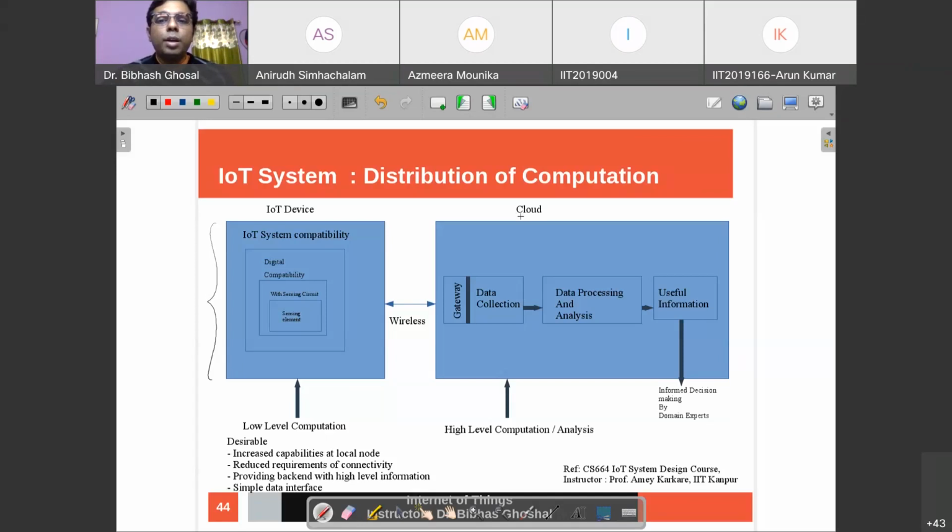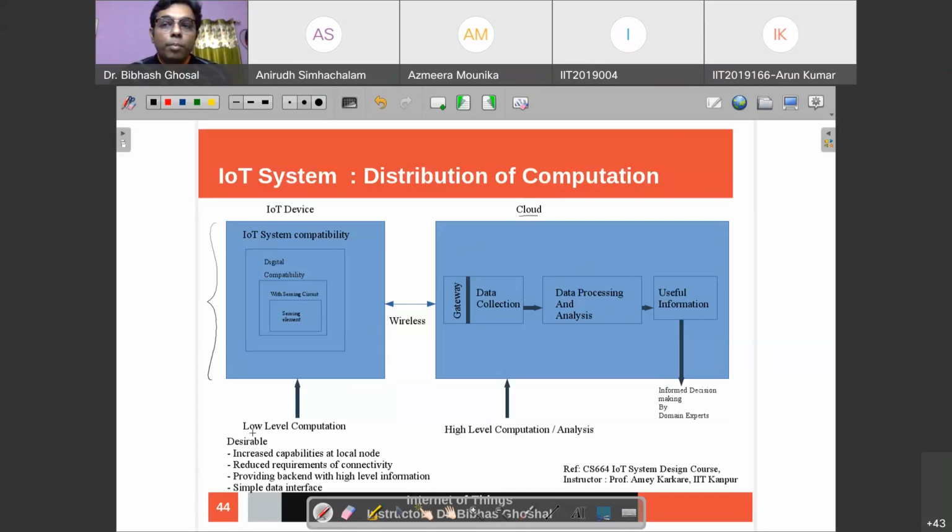Here is where you run all those high intensive algorithms, right? So this is another computation that happens far away. So if you look at the computation, one is a low level computation and the other is a high level computation. The low level computation is more about data acquisition, data storage, small kind of analysis. High level computation is more about analytics.